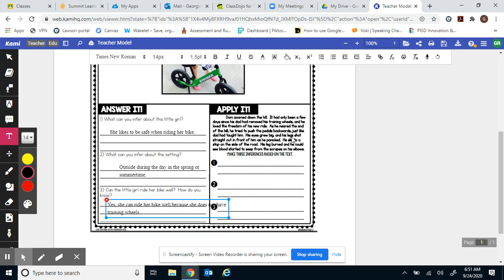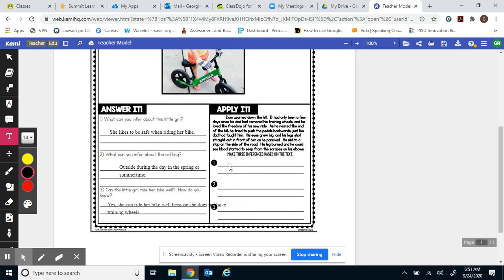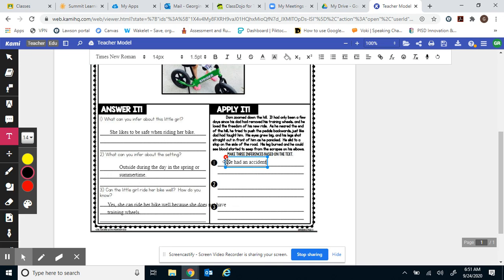His eyes grew big and his legs shot straight out in front of him as he panicked. He slid to a stop on the side of the road. His leg burned, and he could see blood starting to seep from the scrapes on his elbows. So, one, the fact that he slid, he panicked, he had scrapes and blood, that means he had an accident on his bike.